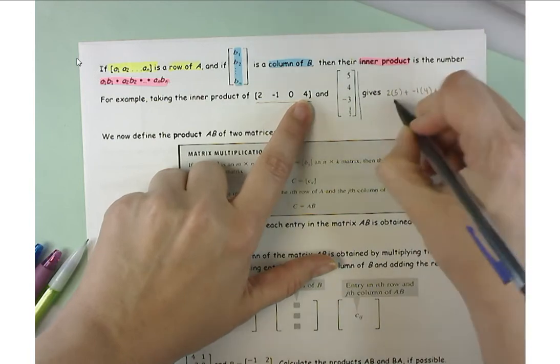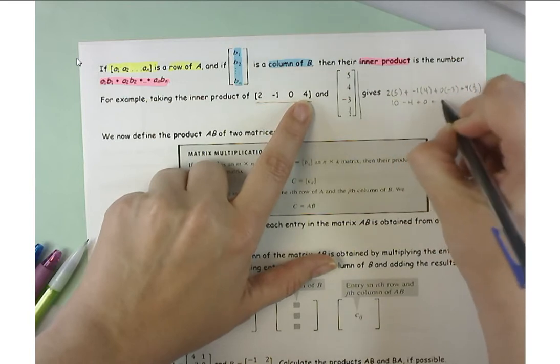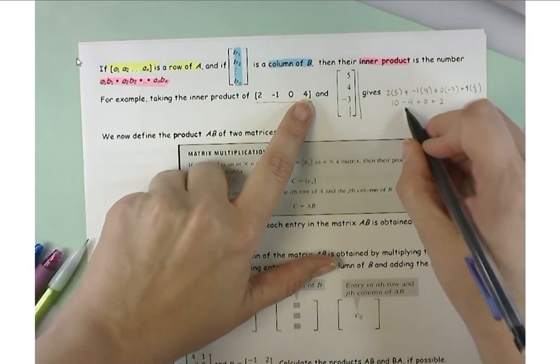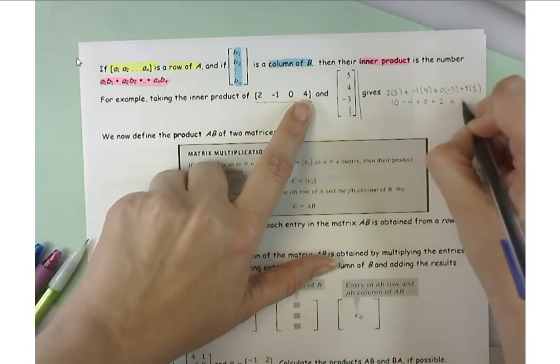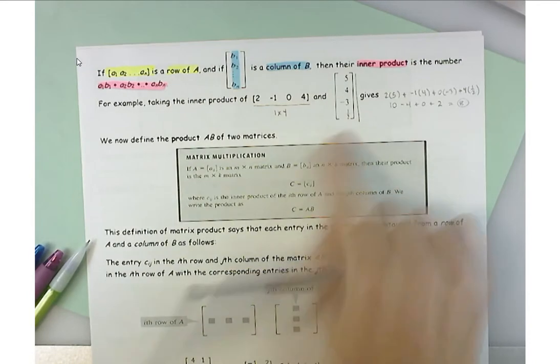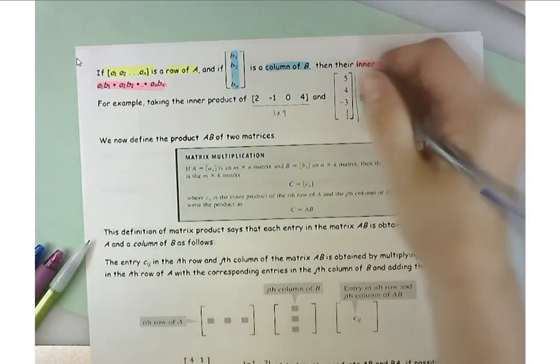Okay, so then I'm going to have 10 minus 4 plus 0 plus 2. 10 minus 4 is 6. 6 plus 2 is 8. Right? Now, this is a 1 by 4 matrix. And then, Julia, what kind of matrix is this? What are the dimensions of that matrix? 4 by 1. Yep, a 4 by 1.